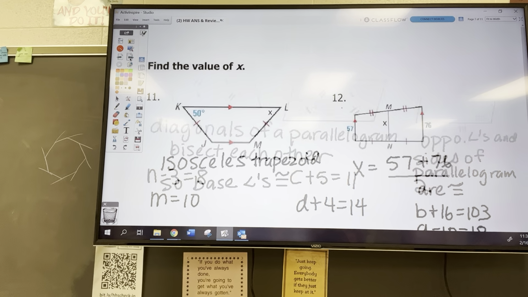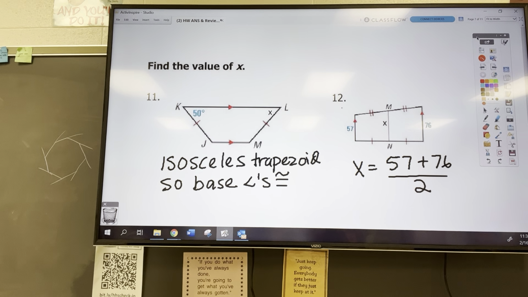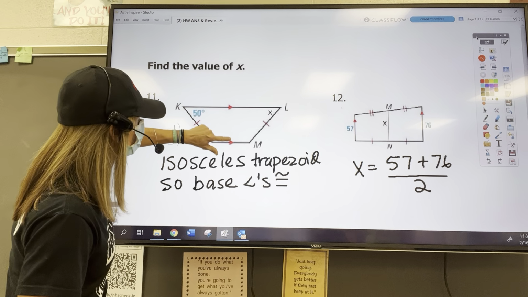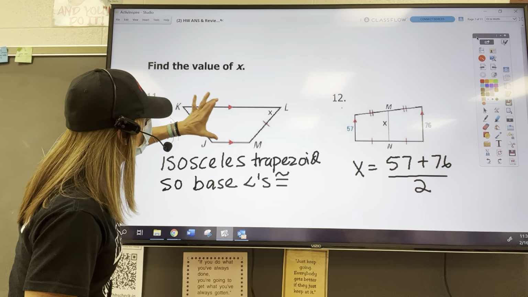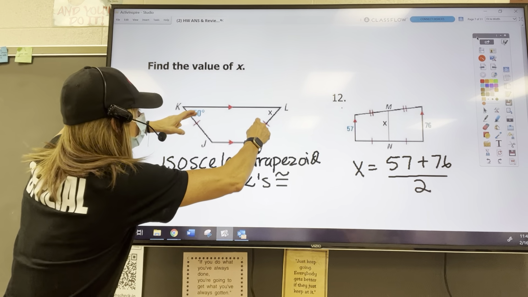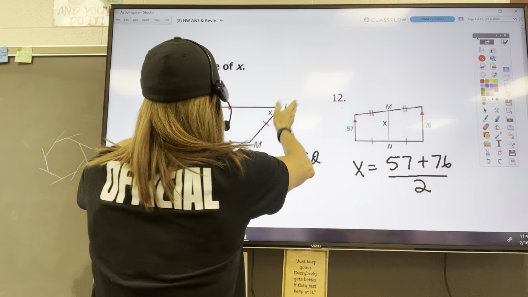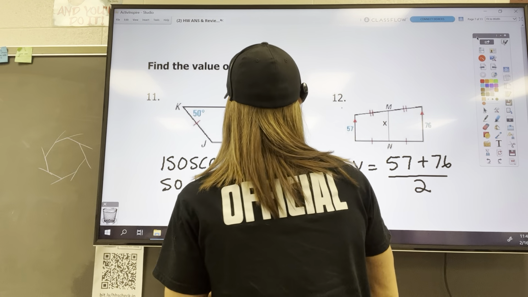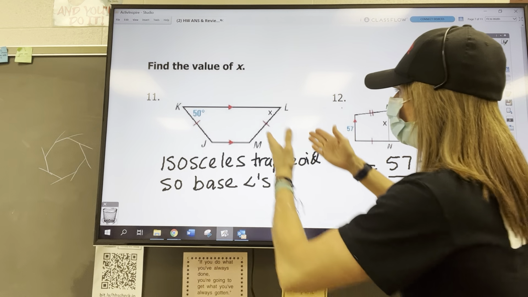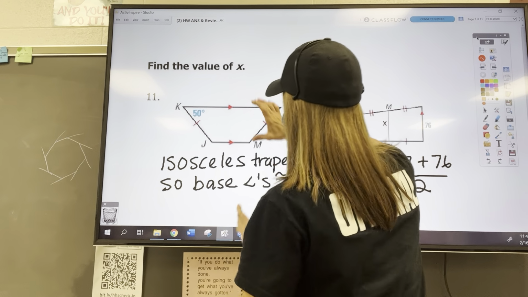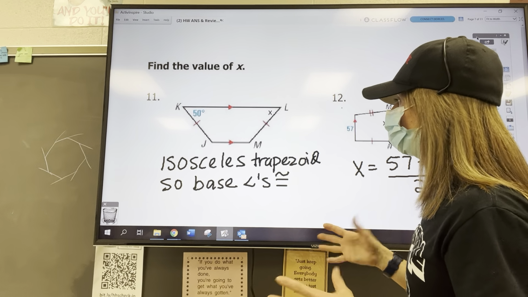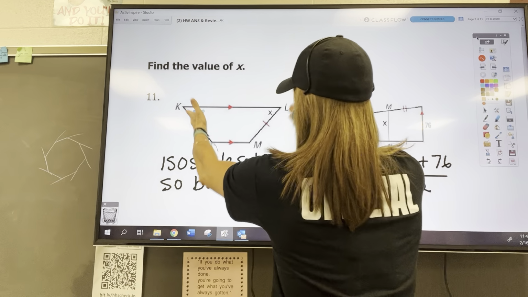Number 11. Find the value of x. These red triangles right here tell you that those two lines are parallel. These marks right here tell you that those legs, or sides, because we don't know their legs yet, we don't know a trapezoid yet, are congruent, the same measure. So we have one set of parallel sides. And we've got two congruent sides here.